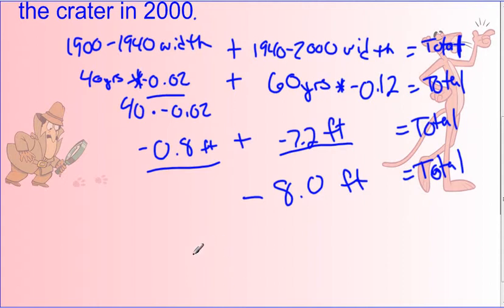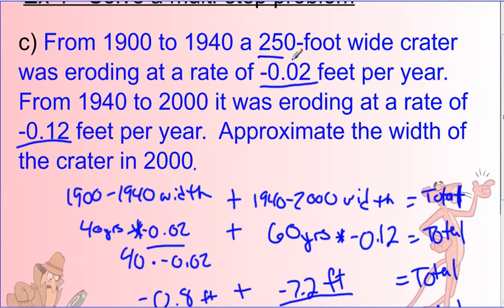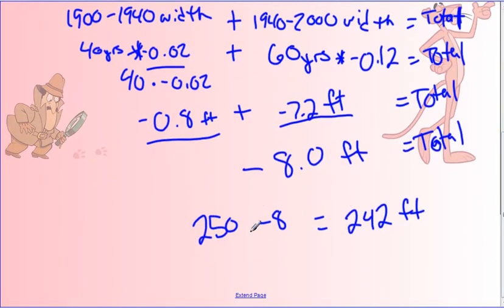So let's see. If it was 250 and it changed by negative 8 feet, that means the crater is now 242 feet across. It was 250. The change was negative 8 feet. So 250 changed by negative 8, which means it's going down by 8. It's now 242 feet. Boom.